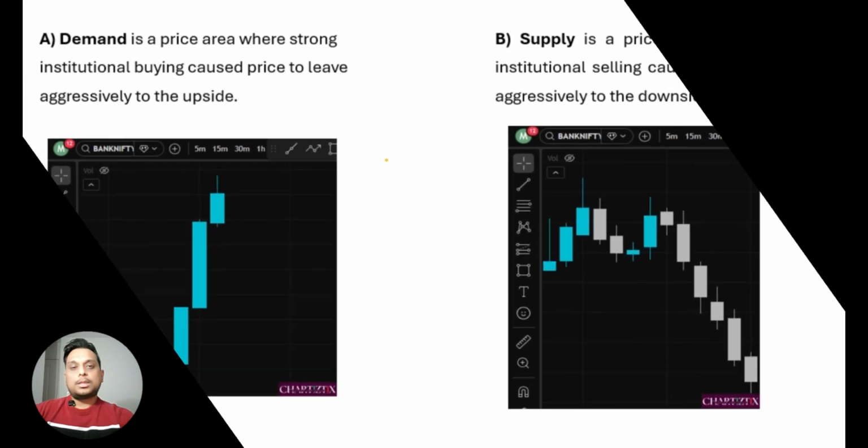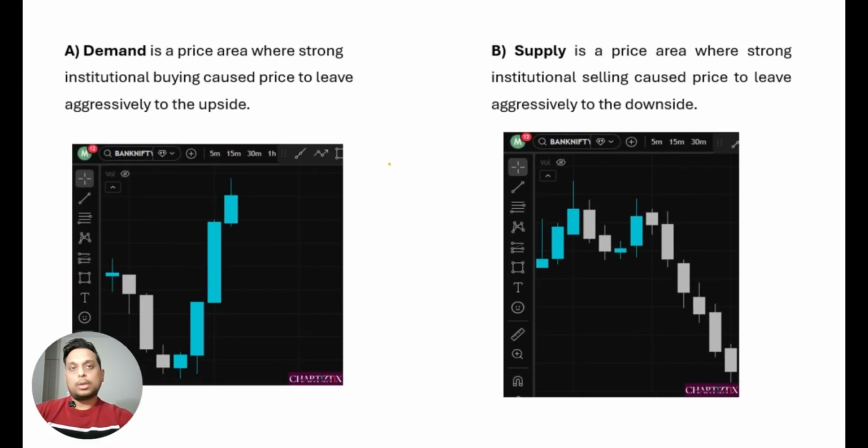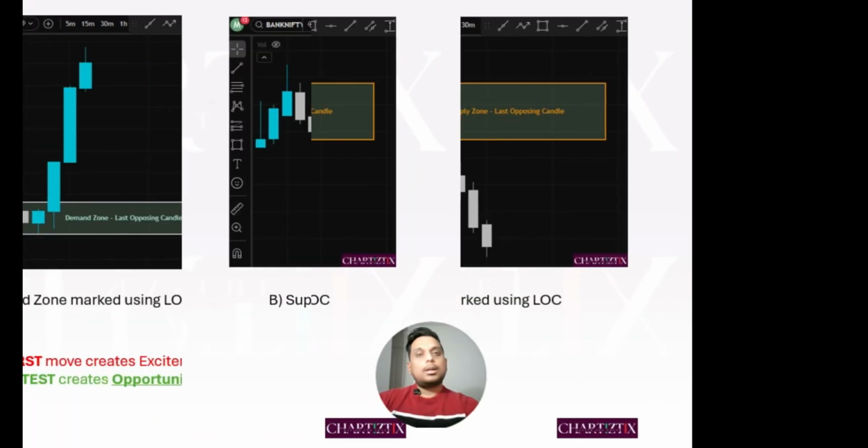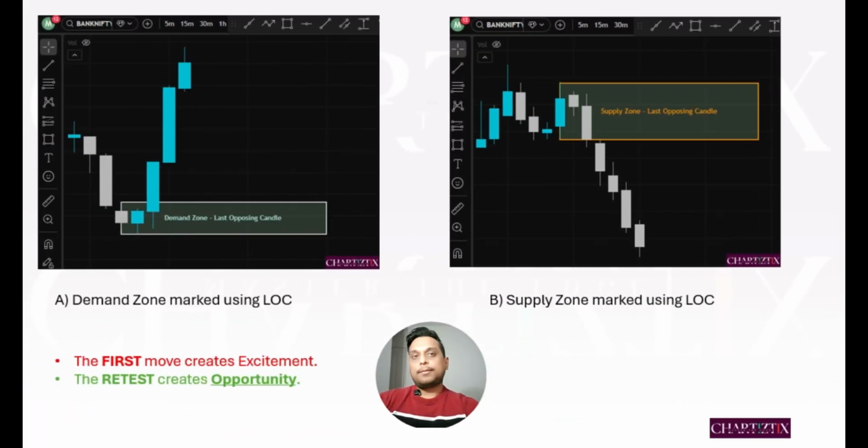So look in the two pictures that I have attached. This is how it would look like in your charts when you're trying to identify supply and demand. Strong bodied candle leaving a mini consolidation area aggressively, either upside or downside. Next step in our process is to identify the supply and demand zone. My technique is to use the last opposing candle before the price break away aggressively from the mini consolidation area.